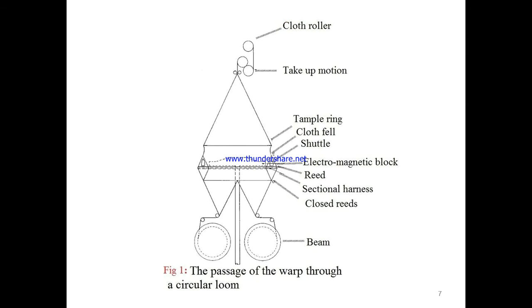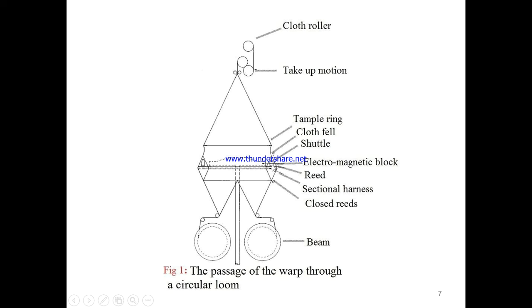So this is the schematic diagram of the circular loom. Here you can see the cloth roller, where the take-up mechanism is at the top. Now, from the bottom we shall start. Here two warp beams are shown, and the warp sheets are led in this way, and at this position there will be the closed ribs and sectional harnesses. Here the shed formation will open. Shed formation will occur due to the action of the electromagnetic blocks.